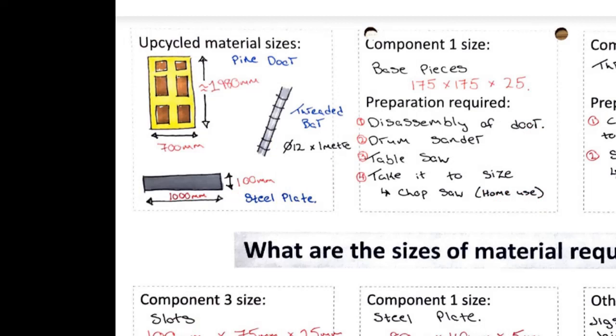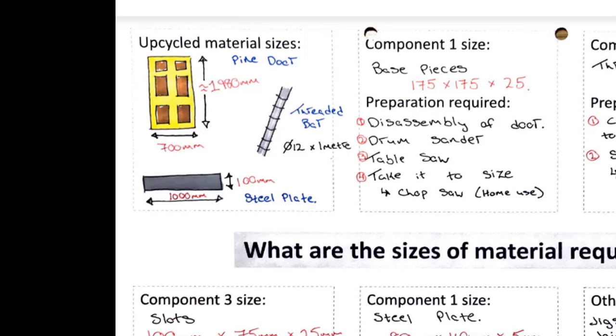So then here I just went through the sizes of the material required. So the upcycled material, like I said before: the door, the threaded bar, and the steel plate. They're the sizes that I had, and I just went through all the components then and how I did prepare them.